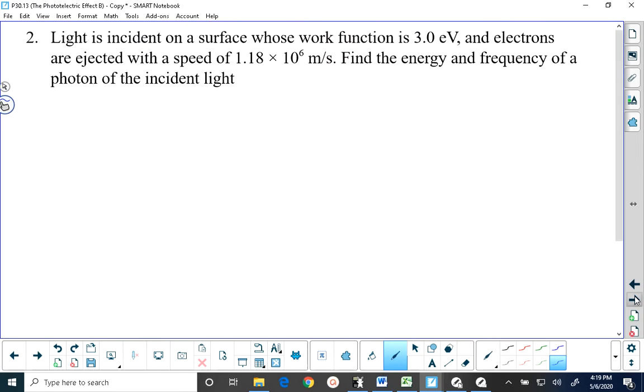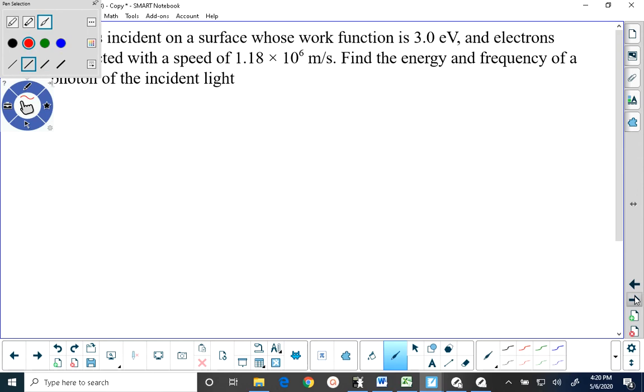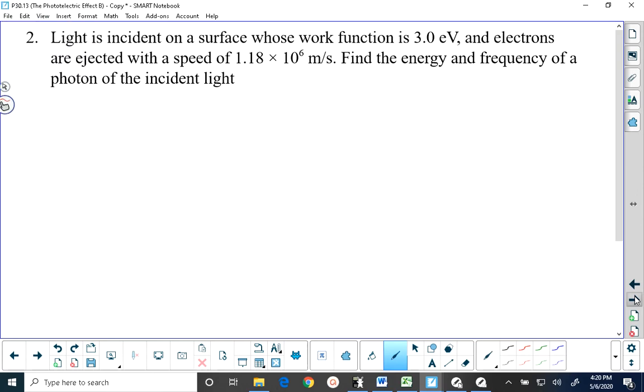Let's take a look at the second example. Light is incident on a surface whose work function is 3 eV and electrons are ejected with a certain speed. What's the energy of a photon in the incident light, and what's the frequency of the photon in the incident light? Remember that in the photoelectric effect, we are dealing with conservation of energy, and there are 3 energies involved.